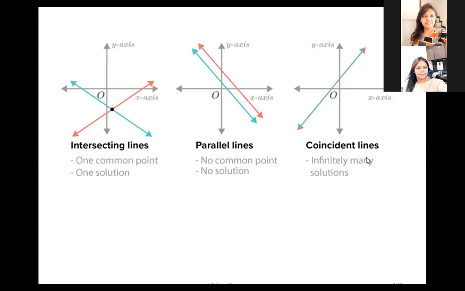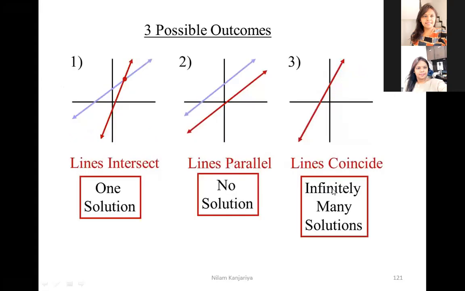So these are the figures by the graph. There are three possible outcomes. If two lines intersect, you always get only one solution. When you have two lines that are parallel, they have no common point, so you have no solution. And when you have two lines overlapping each other, you have infinitely many solutions. So these are the three possible outcomes from the lines.